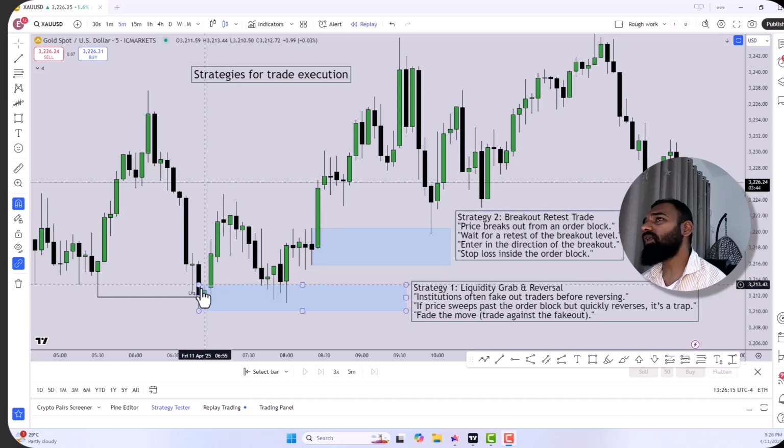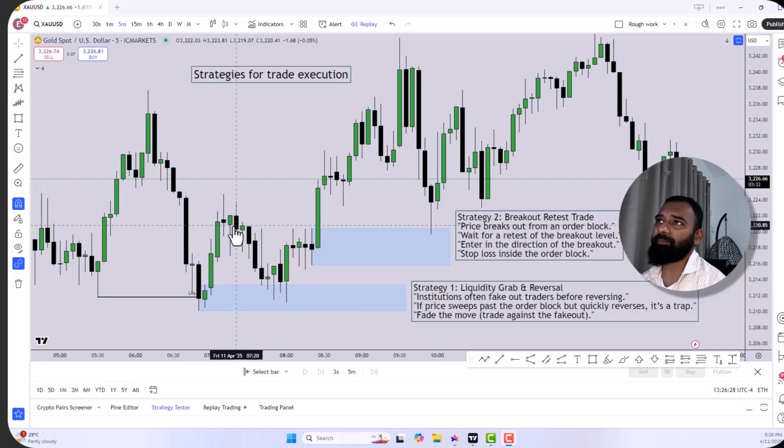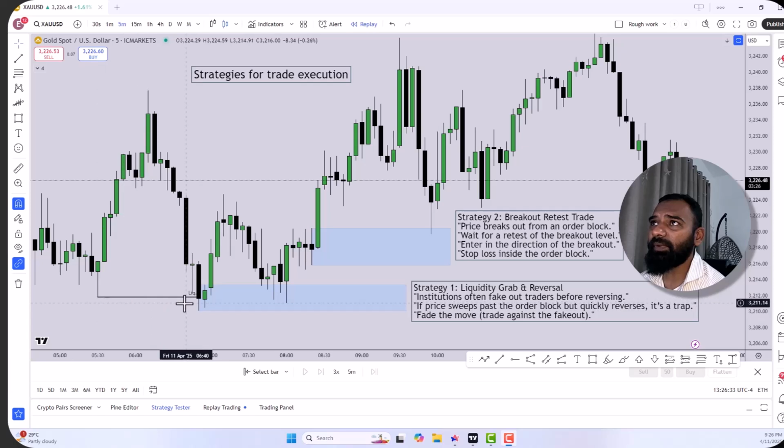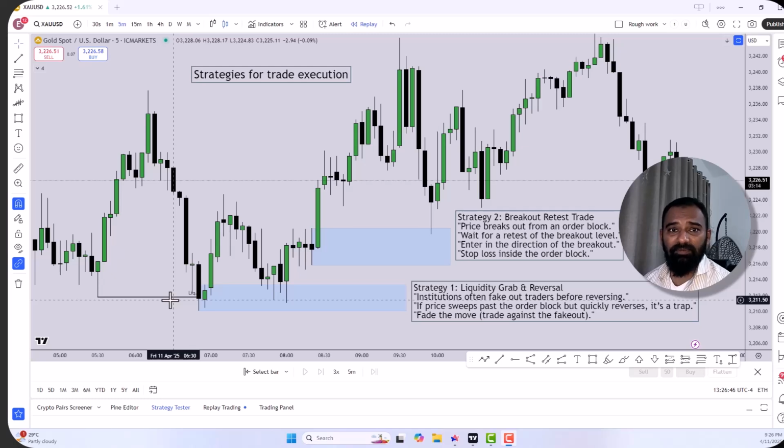So institutions often fade out traders before reversing. This is what is happening here. If price sweeps past the order block but quickly reverses, it is a trap. How? They are inducing breakout traders. Breakout traders will be very happy after seeing this breakout and close just below this wick. Institution, in order to place their orders, they need to catch a lot of orders. So institutions are catching these orders.